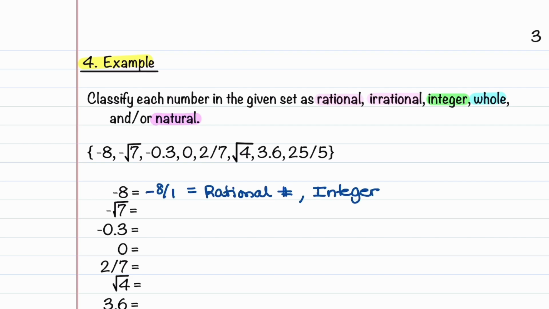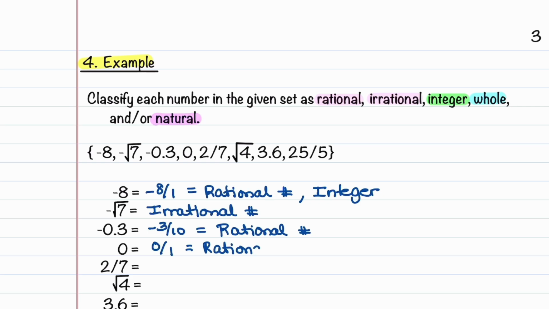Minus the square root of 7 cannot be simplified, so it's an irrational number. Minus 0.3 can be written as the fraction minus 3 over 10, so it is a rational number. 0 can be thought of as 0 divided by 1. I know that seems weird, but that's how you write it as a fraction. So it is a rational number. It is also an integer. And it is also a whole number.